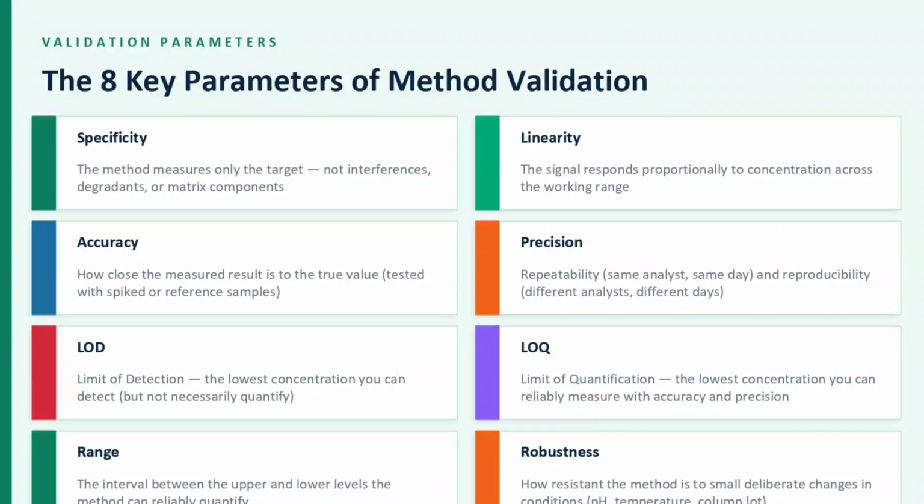Range defines the interval between the upper and lower concentration levels where the method has been shown to perform with acceptable accuracy, precision, and linearity. It is essentially the boundaries of your validated working range.